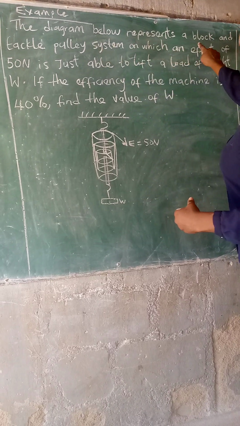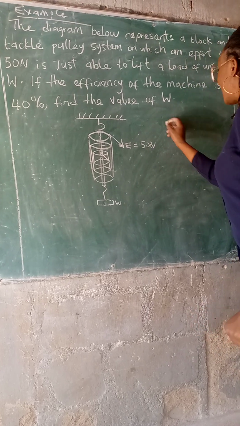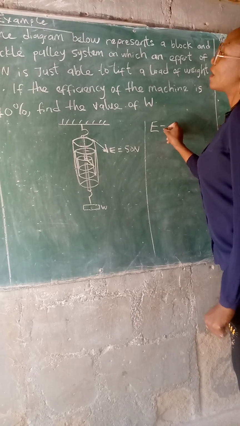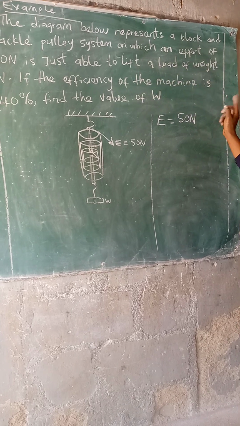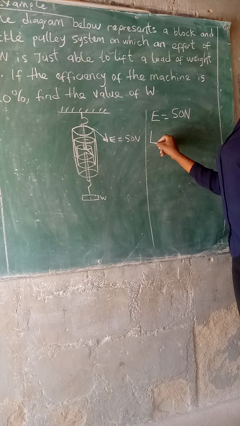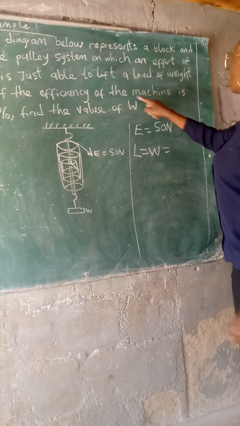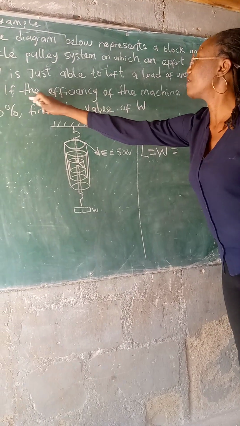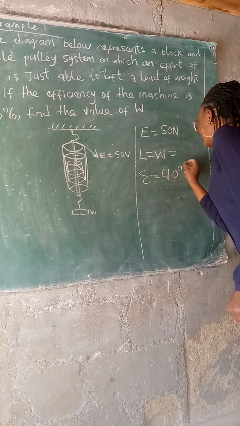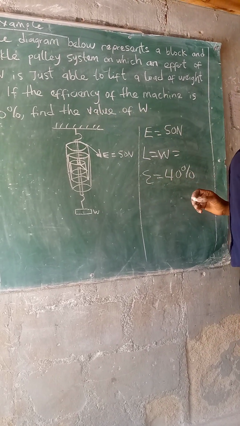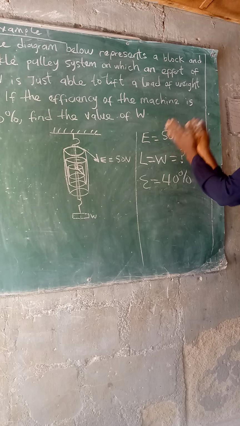The diagram represents a block and tackle pulley system on which an effort of 50 Newton. So we have our E, effort, as 50 Newton. It's just able to lift a load of weight W. We know that load in a machine is equal to weight. If the efficiency of the machine is 40%, so we have efficiency to be 40%. Find the value of the weight. So we are looking for W.